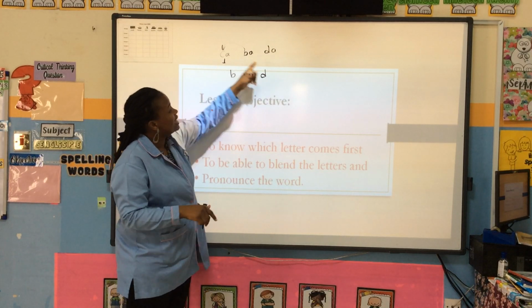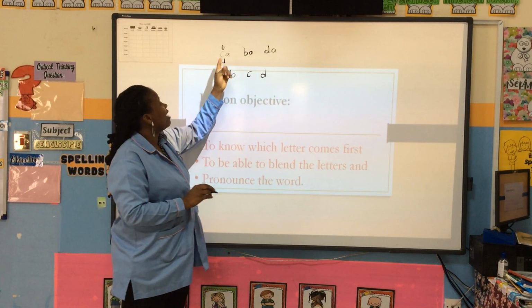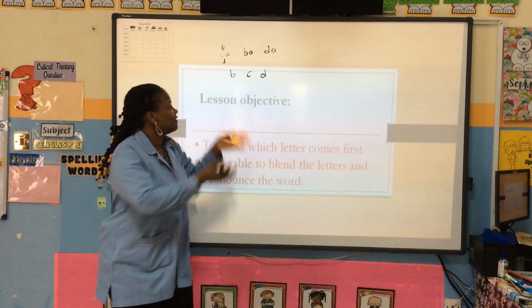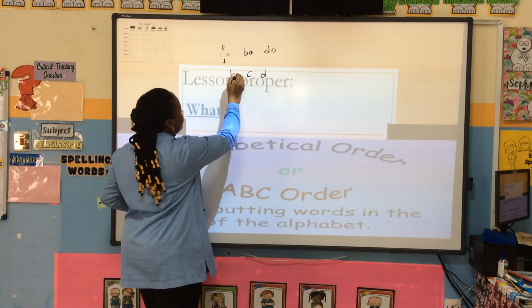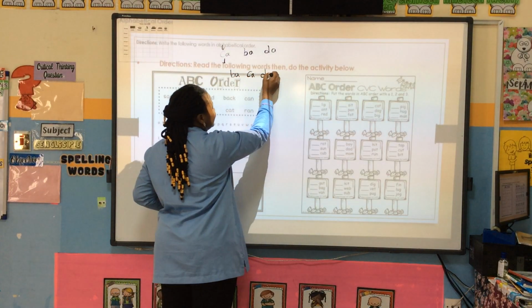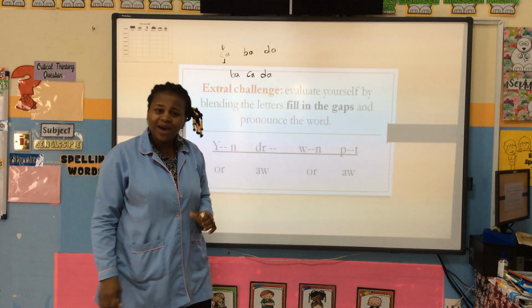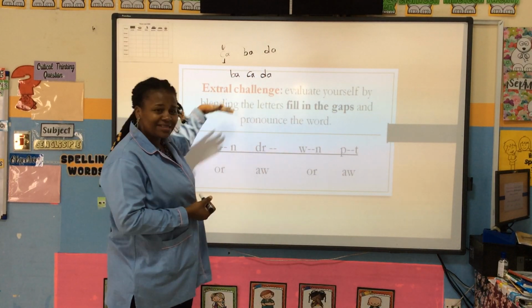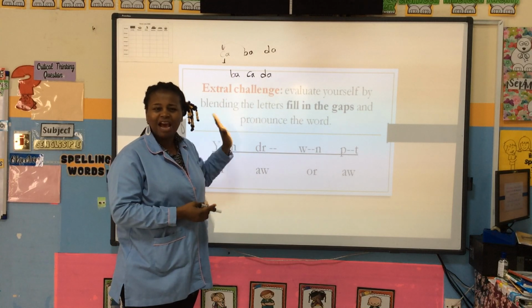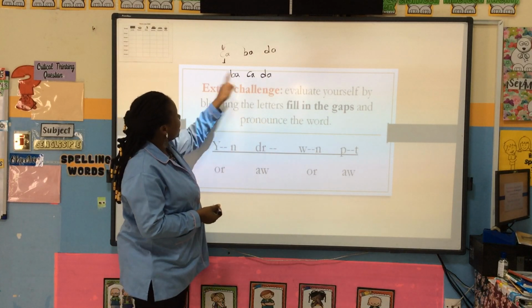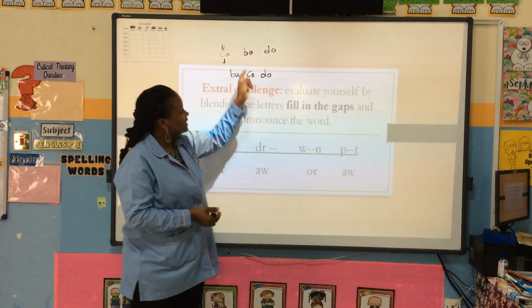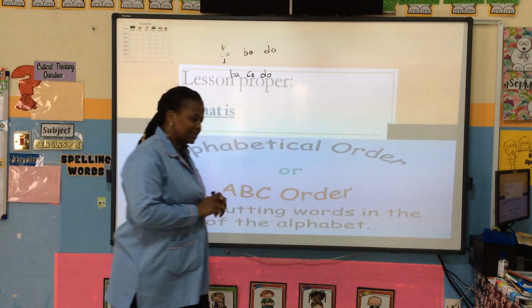You now check the words. You now see you only have A. Now you can fix it in. Then you now have the ba, ka, da. You see how it goes? This is now the sequence. This is now the order, the alphabetical order. So B comes before C, and then C comes before D. I hope you understand this lesson.